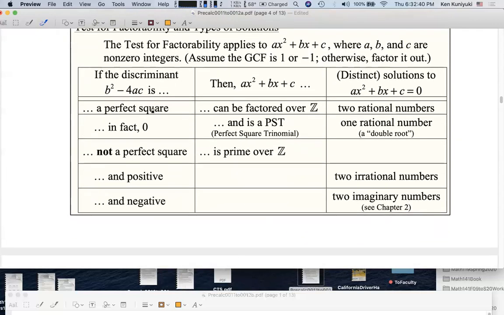So because the discriminant was a nice perfect square, 169, we got rational numbers as our solutions. If the discriminant is 0, meaning we have a PST here, we just have one double root. If the discriminant's negative, we have two imaginary solutions. That's for later.